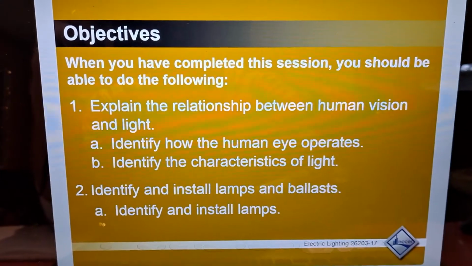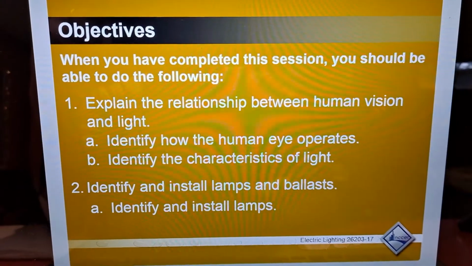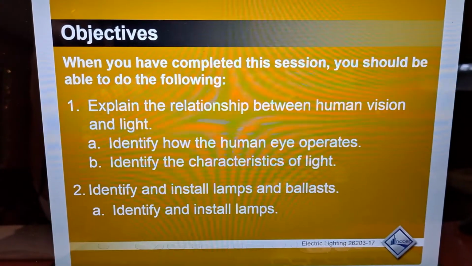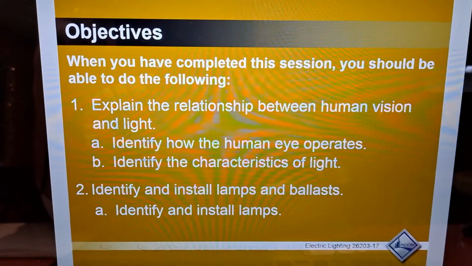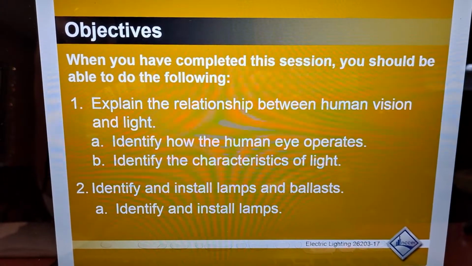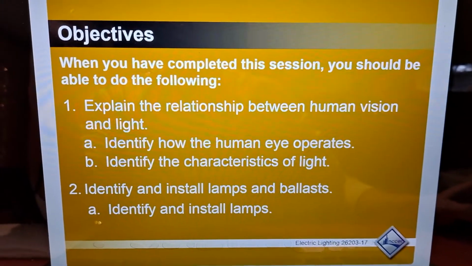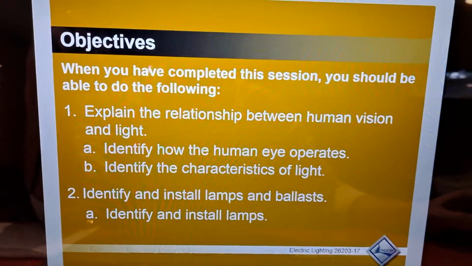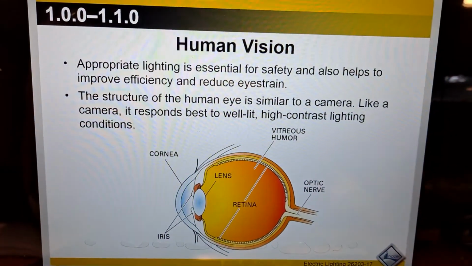So when we have completed this session, you should be able to do the following. Explain the relationship between the human vision and light. Identify how the human eye operates. Identify the characteristics of light. Identify and install lamps and ballast. Didn't realize you guys were going to be opticians today, did you? Little doctory.